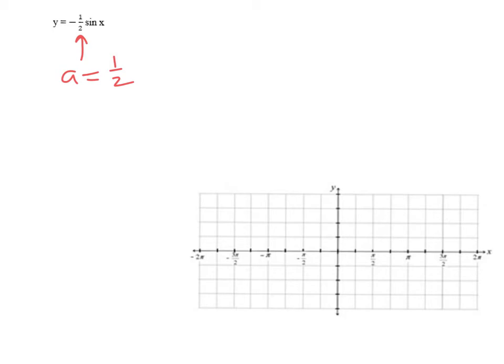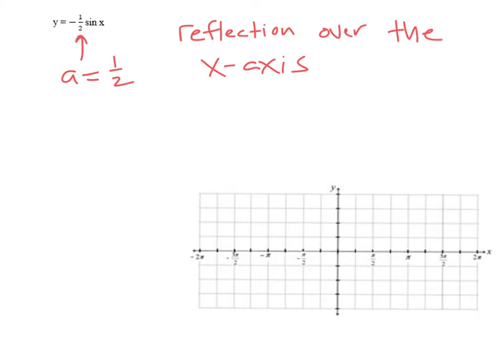Now we can't ignore that negative sign. That doesn't change at all. That's a reflection over the x-axis. So that's going to factor in too. We'll see how that plays out.